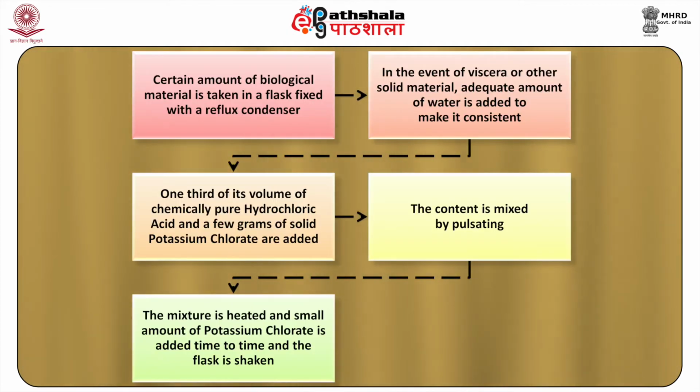A certain amount of biological material is taken in a flask fitted with a reflux condenser. In the case of viscera or any solid material, an adequate amount of water is added to make it consistent. One third of its volume of chemically pure hydrochloric acid and a few grams of solid potassium chlorate are then added. The contents are mixed by shaking. The mixture is heated and a small amount of potassium chlorate is added from time to time and the flask is shaken.